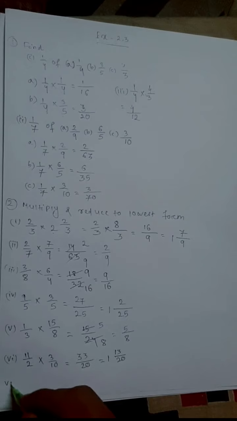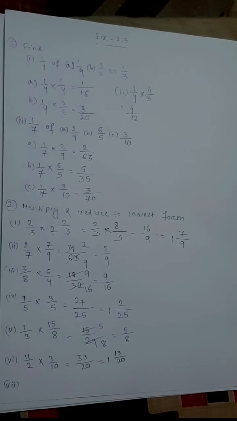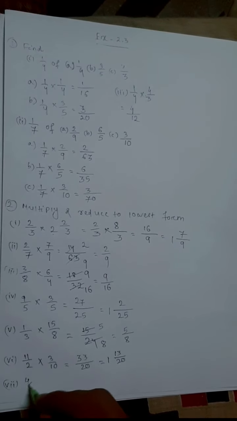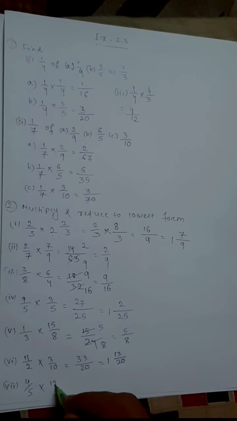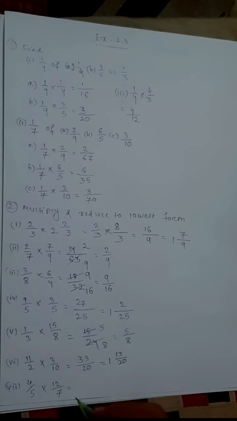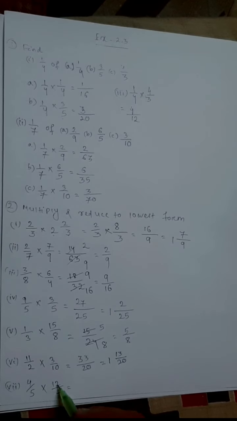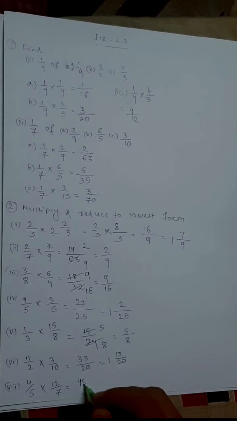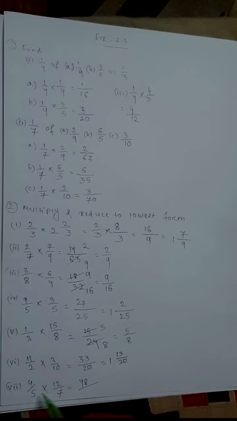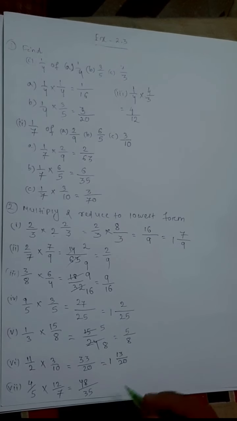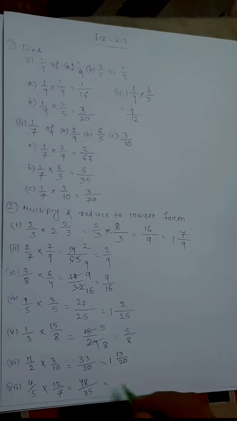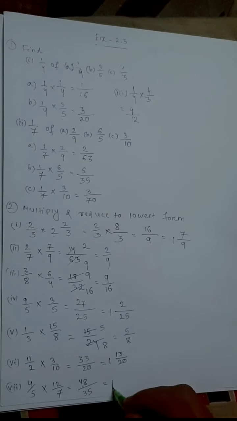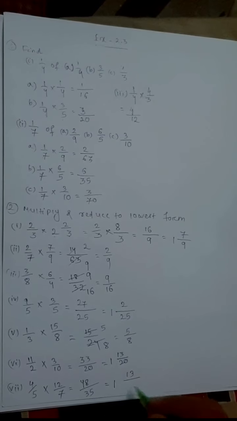Come to your bit. 4 upon 5 into 12 upon 7. Multiply both the numerators. 12 times 4 is 48 upon 7 times 5 is 35. It is also in the form of an improper fraction. Let's convert it. It will become 1 whole 13 upon 35.